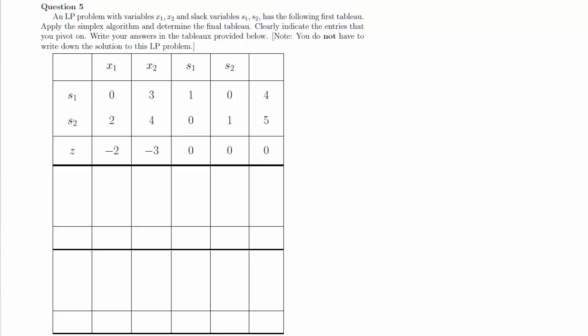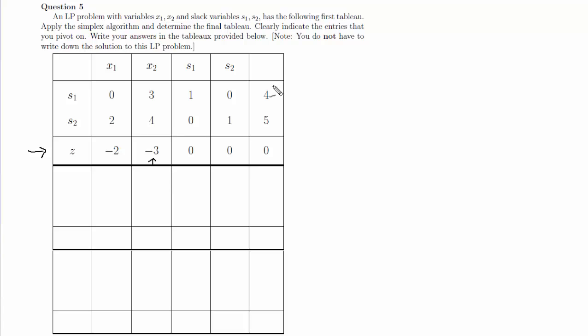Here we're given the first tableau and we need to apply the simplex algorithm. So our first step is to look in the Z row and find the greatest negative entry, which is this one. So now we'll look in this column and we will find the smallest positive ratio between the resource values and the entries in this column.